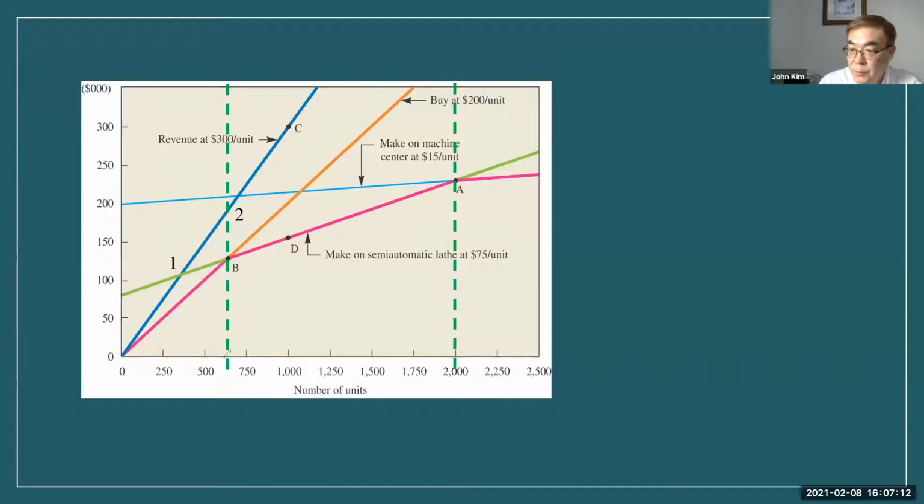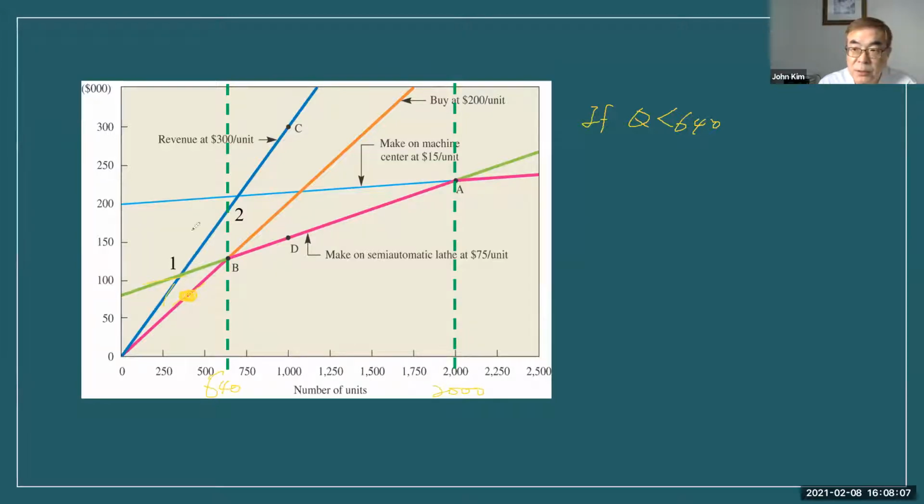Okay, here, point B on 640 and point A on 2000. Okay, we can divide this region by this kind of boundary. So on this side, if Q is less than this point, 640, if demand is less than 640, in this range, there are three options here and here. Among them, this one is lowest total cost.